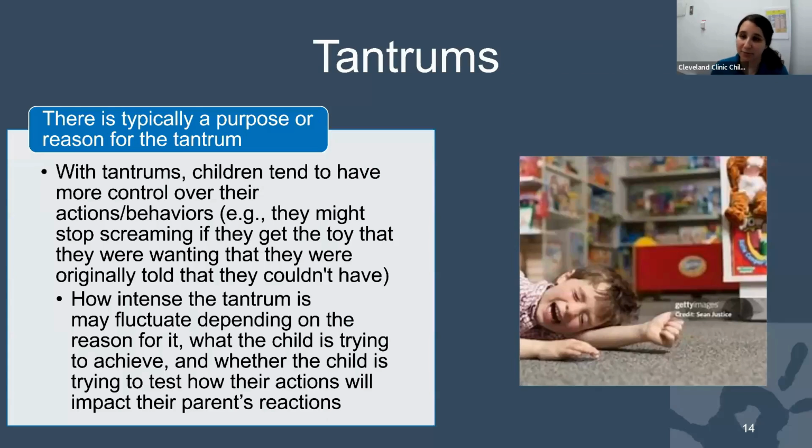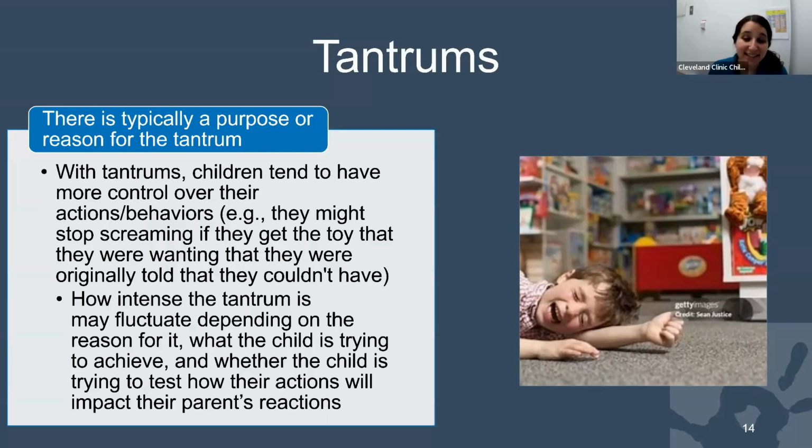So let's talk a little bit more about tantrums. There's typically always a purpose or a reason for the tantrum, just like how we talked about before. There's always a purpose or a reason for a certain action that a person does. With tantrums, though, compared to meltdowns, which we'll get into more in a minute, children tend to have more control over their actions. For example, let's say that kiddo in the grocery store is really, really wanting a fun treat, fun snack. Maybe if mom ends up giving in and gives them that snack, they stop their screaming and everything's all better.